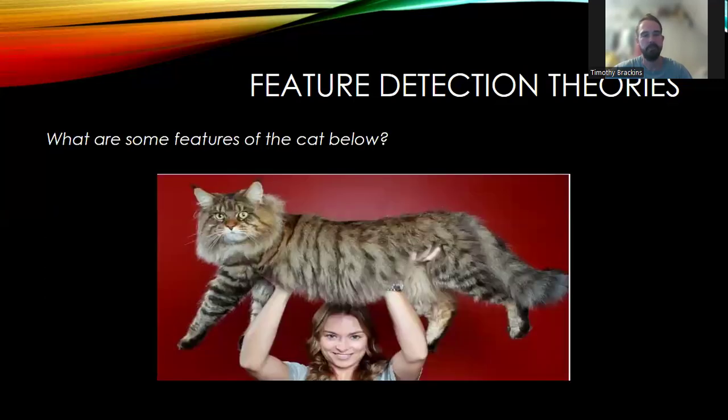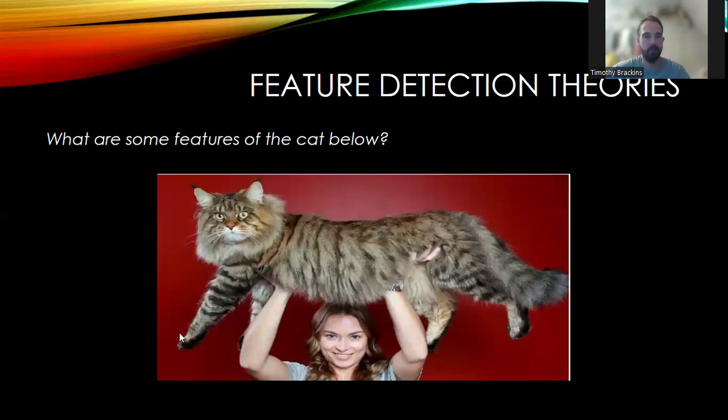All right, so let's take a look at this here. Let's use feature detection on the cat here. So rather than matching this cat to a stored cat template, as we would do according to template matching theory, what we're doing here is we're going to get its defining features. So what are some of the defining features of the cat here?